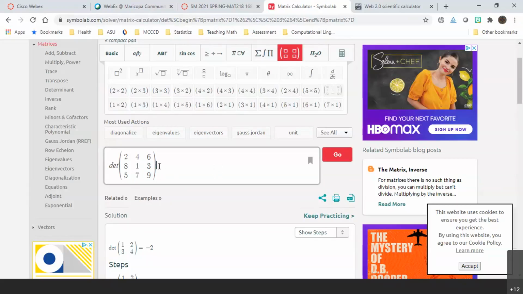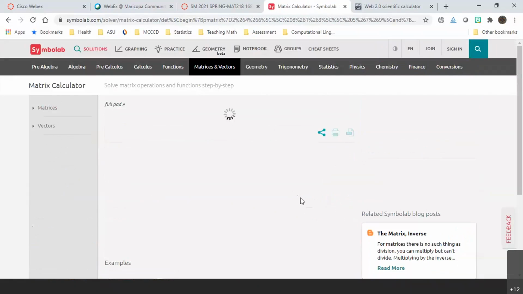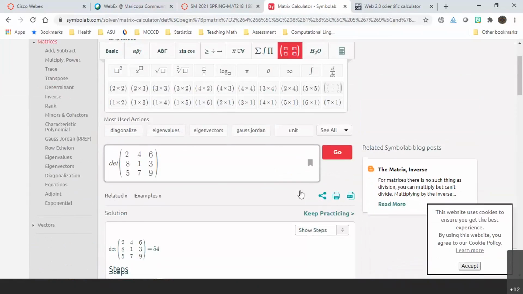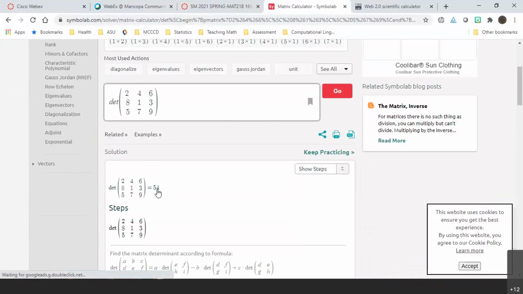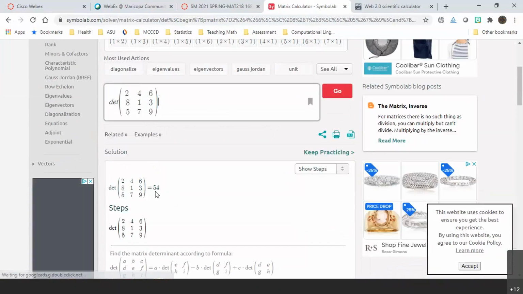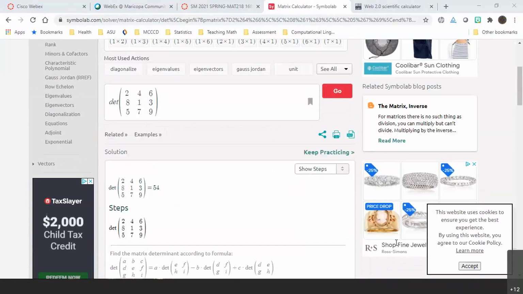Okay, so I'm just double checking I didn't make any entry mistakes. This was the one we just did by hand, and we got a determinant of 54. So let's just see that this gives me a determinant of 54. Okay, see it right here. So basically my advice is use one of the calculators to calculate a determinant.